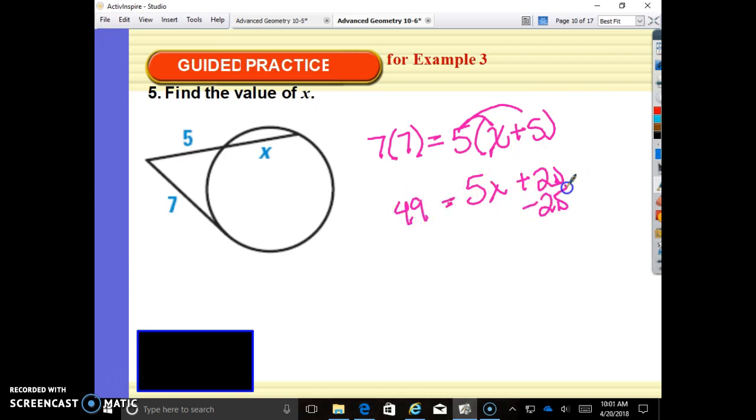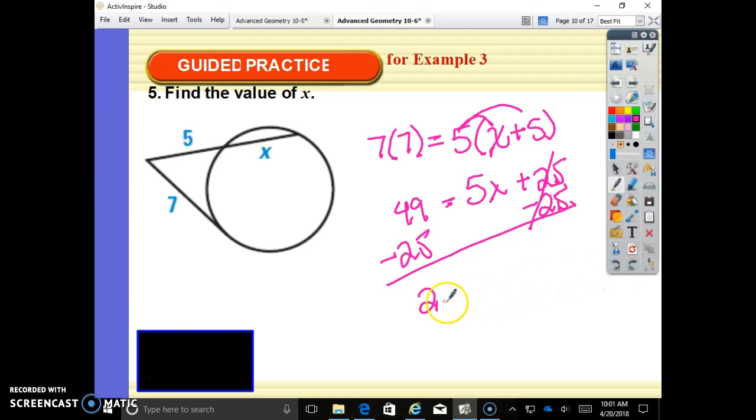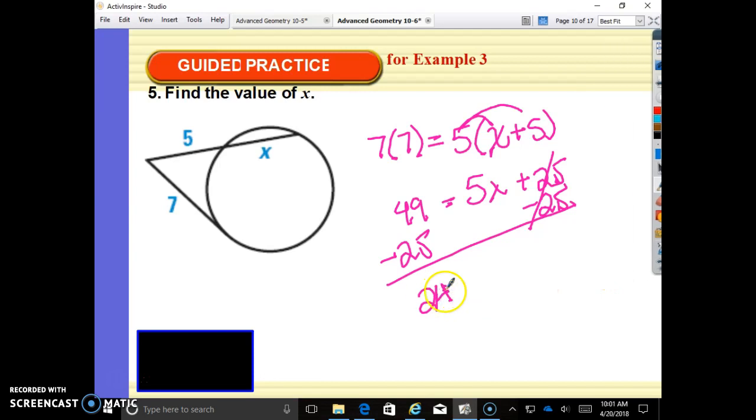Subtract 25 from both sides. What is 49 minus 25? 26. Right? Isn't it 26? Yeah. No, it's not. It's 24. Right. Someone can't count. My bad. Sorry. I totally messed that one up. Okay. Anyway, 24. And you guys agreed with me.